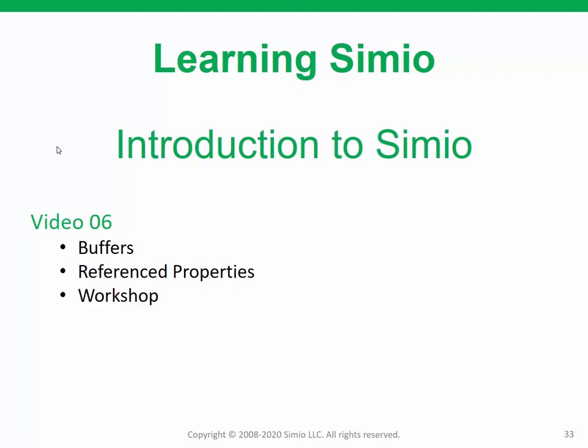Welcome to the sixth video in the Introduction to Simio series. In this video we're going to cover two basic topics. First of all, we're going to talk about buffers and where entities can reside in the system as it runs. Secondly, we're going to talk about reference properties and how we can use reference properties in conjunction with our experiment to analyze systems, and then we'll have our first workshop.